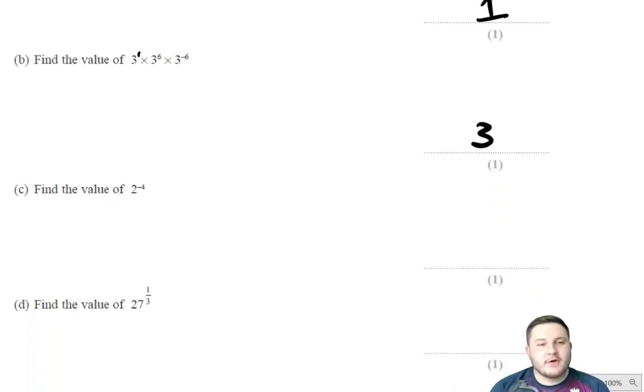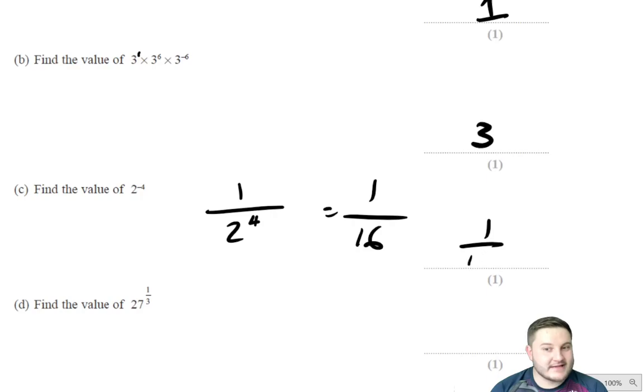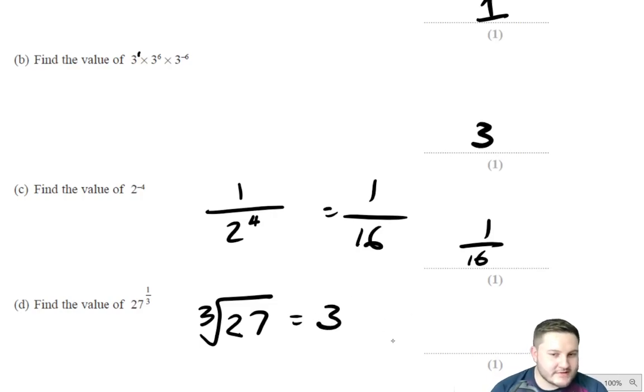Write down the value of 2 to the power negative 4. Well, the negative means to take the reciprocal, so you do 1 over 2 to the power 4, and 2 to the power 4 is 2 times 2 times 2 times 2. So we get 1 over 16 is the correct answer. And then finally, find the value of 27 to the power of a third. Well, to the power of a third, you take the third root, the cube root of 27, which is 3, and then raise it to the power of 1. Anything to the power of 1 is itself, so this is just going to be 3.